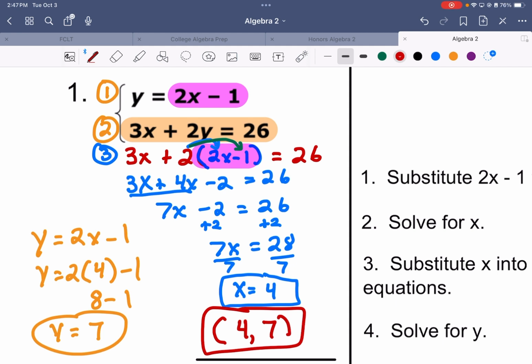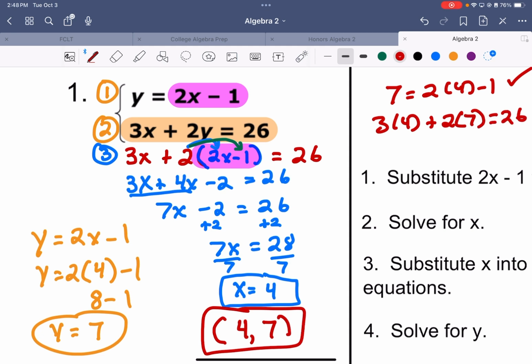Because remember, this is the point of intersection of these 2 graphs. This point 4, 7 should work for both equations. And I can check it. If I substitute 7 for y, that gives me 7 is equal to 2 times 4 minus 1. That's true. 3 times 4 plus 2 times 7, that's got to be 26. 12 plus 14 does equal 26, so it checks out. So that has to be my solution.